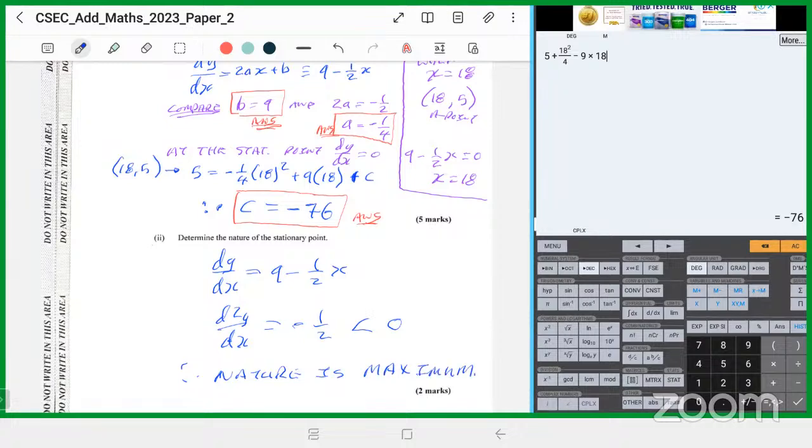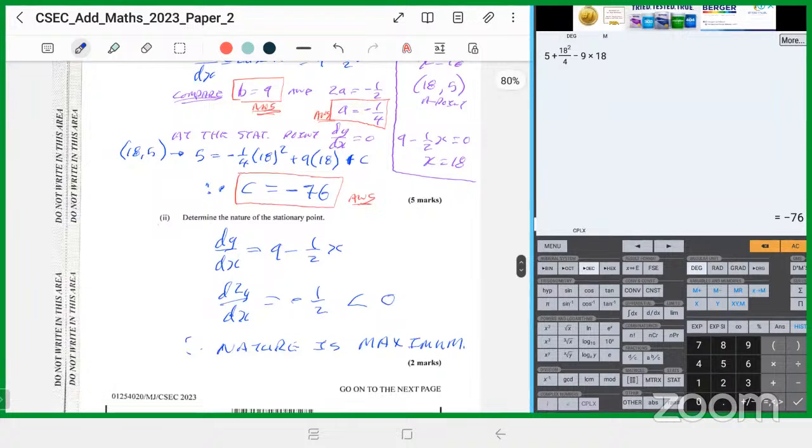We could have said it from the value of the A as a quadratic function, and the A is negative. But I think the syllabus wants us to use the second derivative to determine the nature of a function, right? Nature of the stationary points.